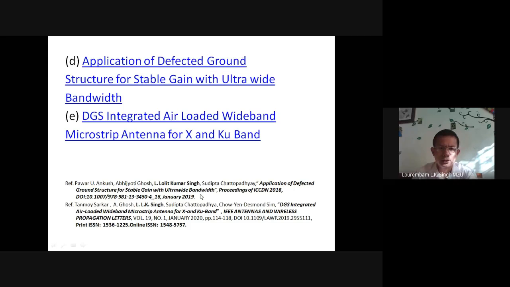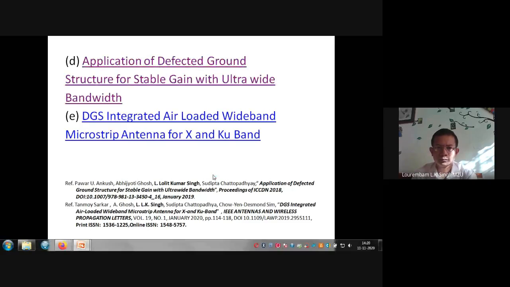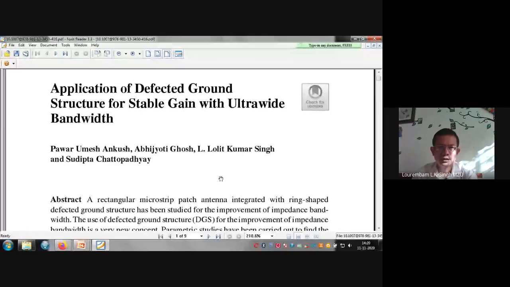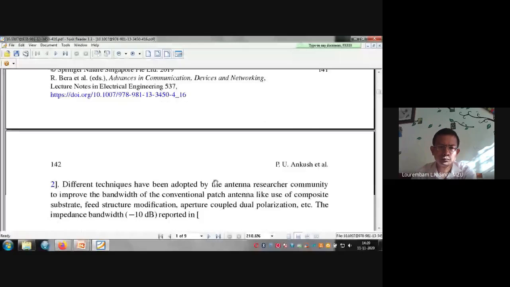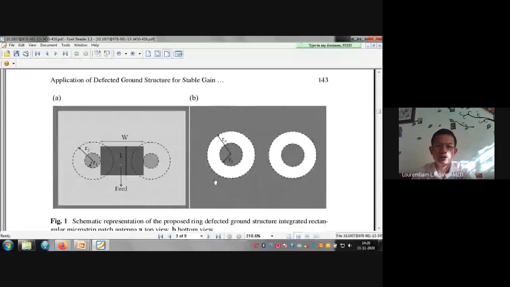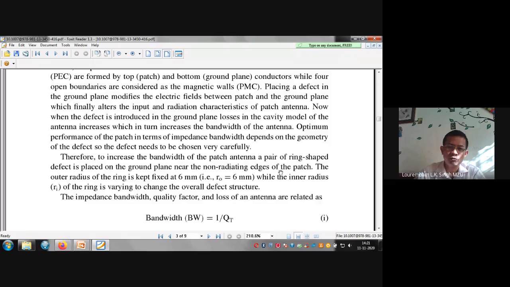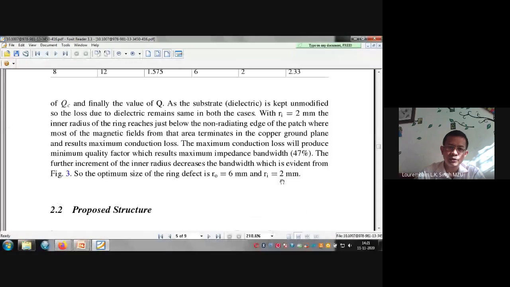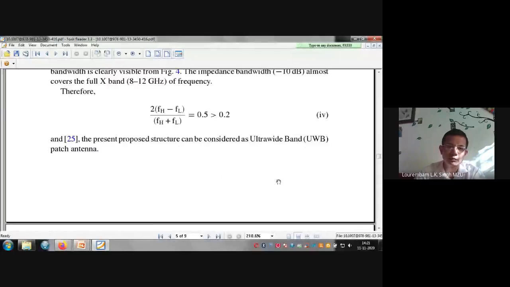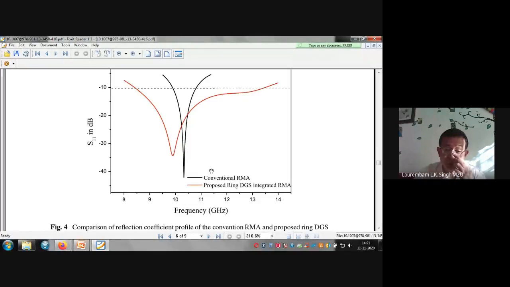And then we have done some certain studies again with the defected ground plane, with the ultra wideband, with stable gains and things like that. This is an application of the defected ground structure on a stable gain with the ultra wideband. What we did was that we tried to introduce this kind of ring slots on the ground plane. This analysis was done, and the gain was increasing quite a lot. So those results are obtained here.